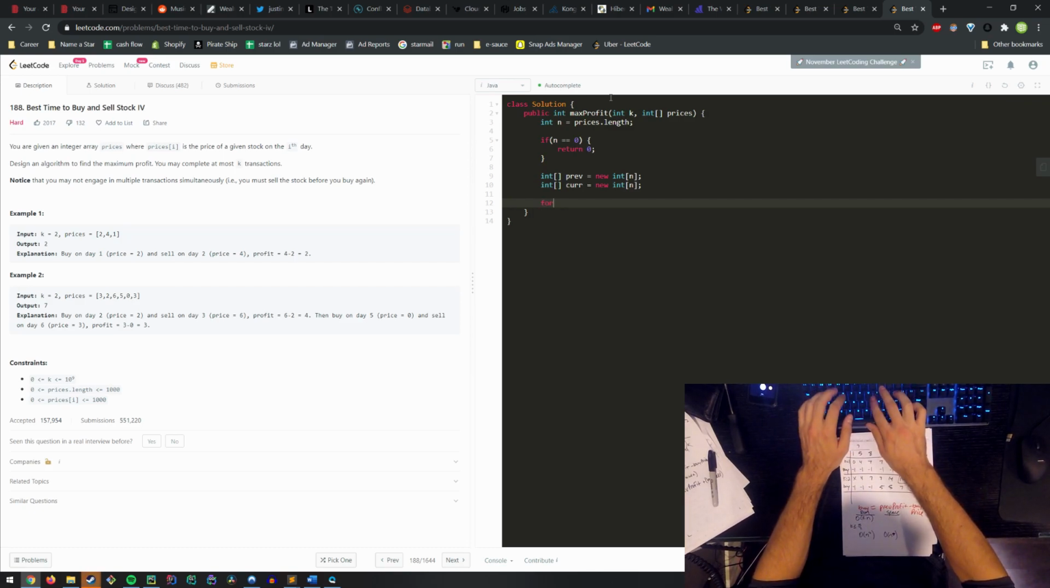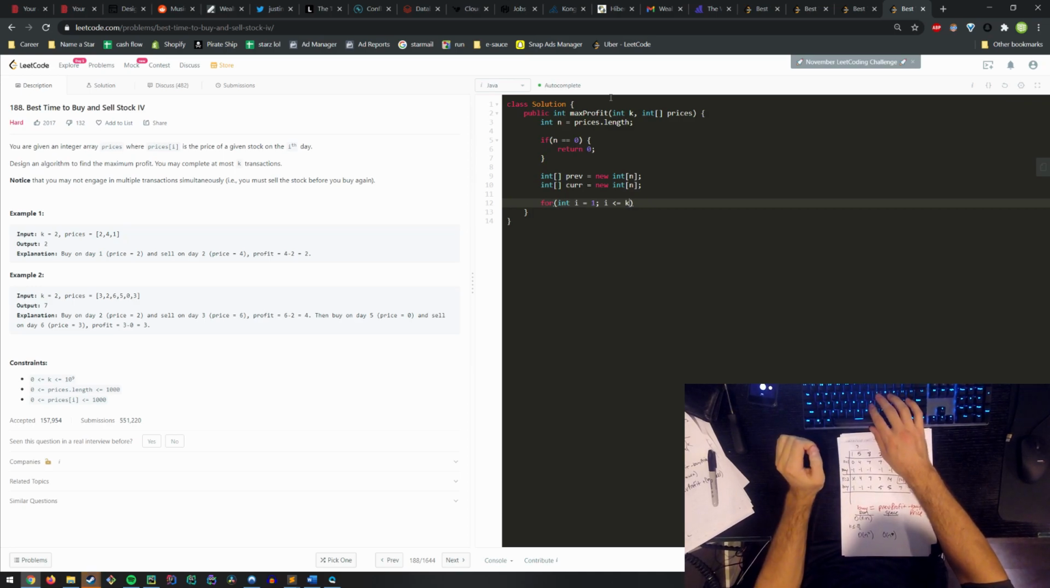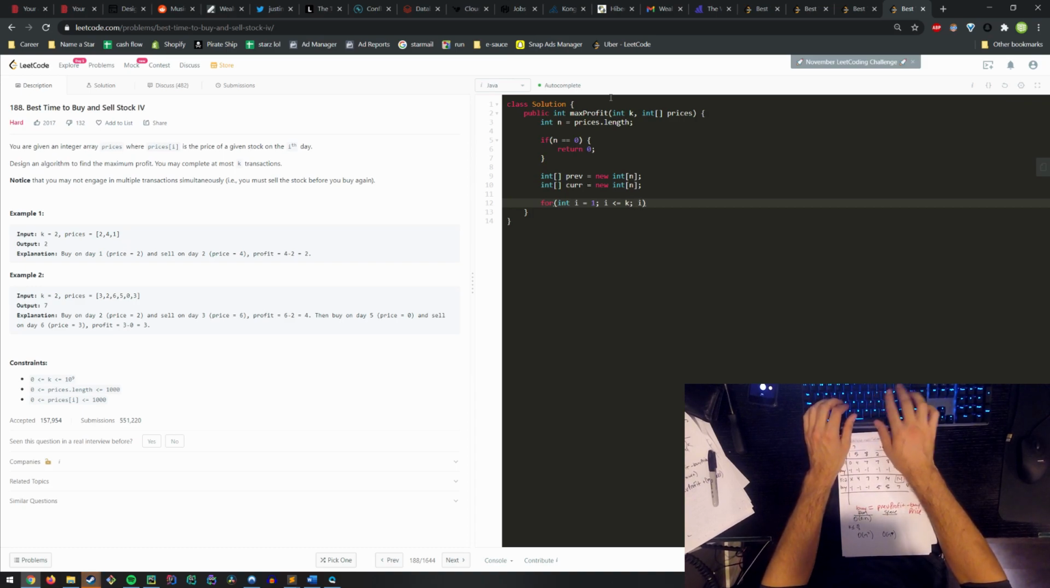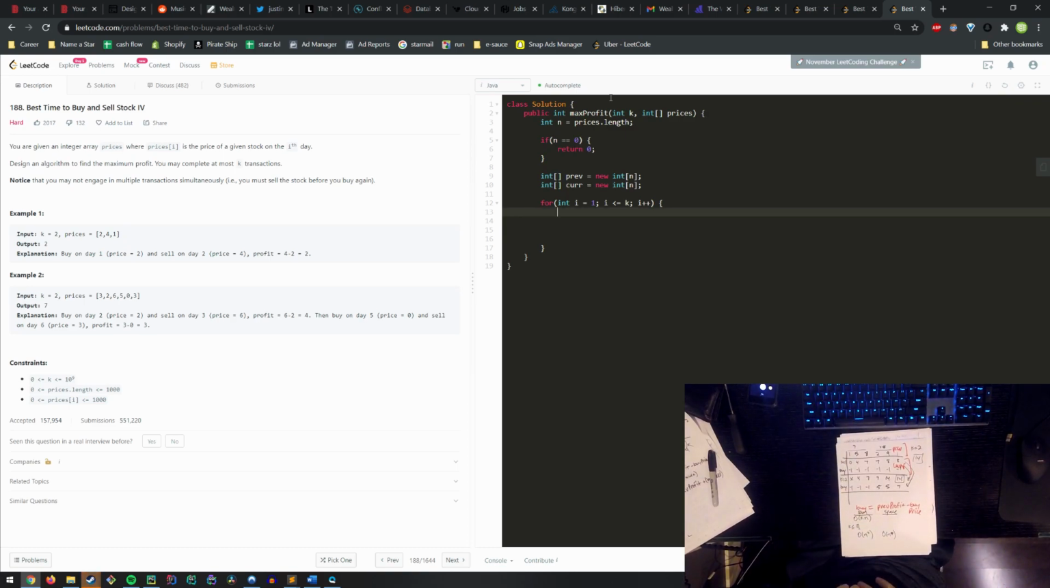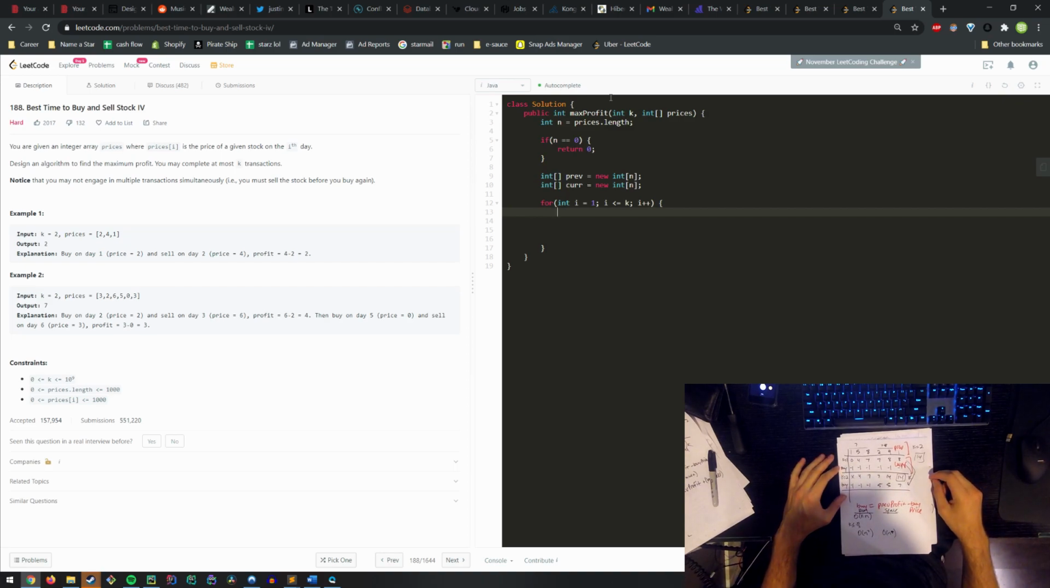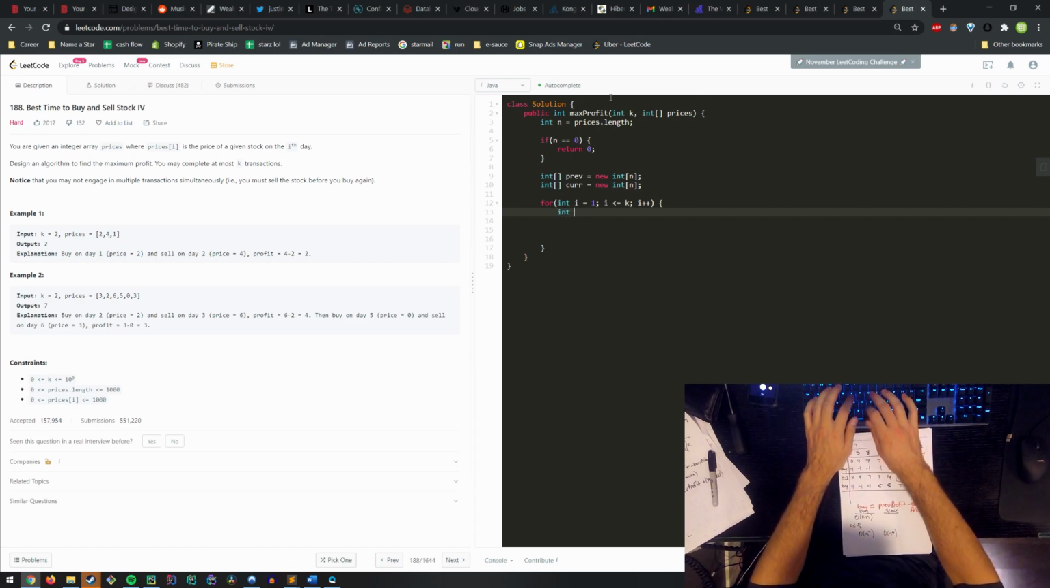So how would we do this? We can't make any profit at the first index, so we'll start at 1. I is less than or equal to k. Actually, no, forget what I just said. We're just going to be doing this k times no matter what. And then what did we want? Our buy price at the very first item was always just the negative of the prices at 0. So we'll say that here. int buy price equals negative prices at 0.